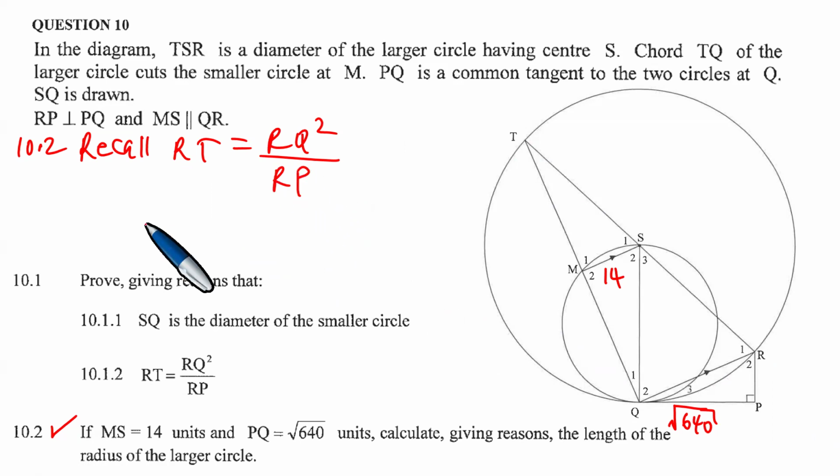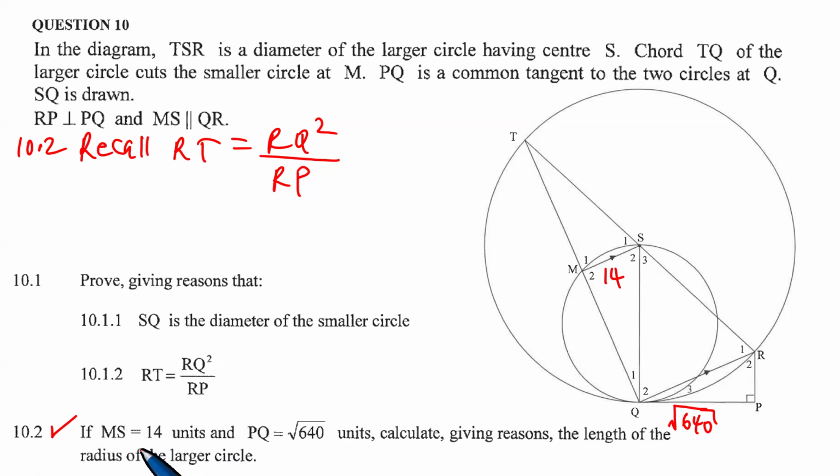Divided by RP. Right, so we continue. So that now in the end, what we have is as follows.